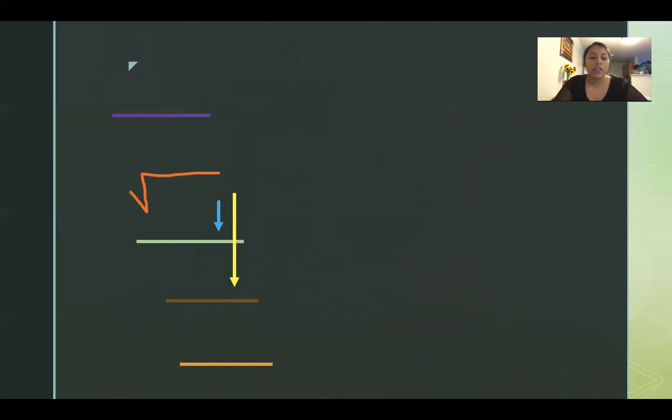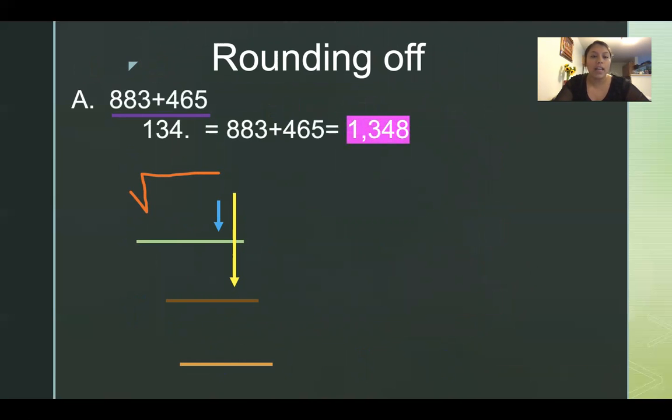Now, let's take a look at rounding off. Above, we are asked to round off and demonstrate how to round off. We are given the problem 883 plus 465 divided by 134. Let me show you how to solve this problem.